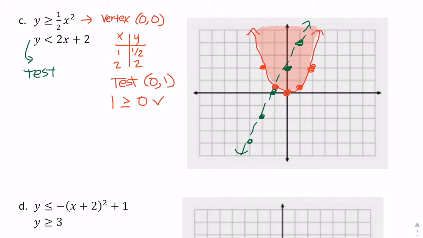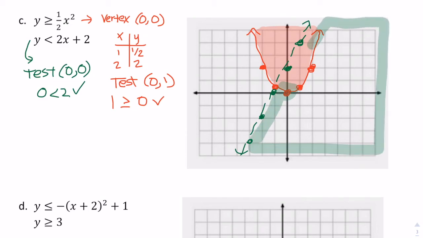0, 0 is not on that line, so I'm going to test it. Plug in 0, you get 0 is less than 2. So we're going to shade the region where the point 0, 0 is. 0, 0 is down here, below my line. So there's my solutions to that inequality. And again, the solution to the entire system of inequalities is my overlap. So that's this little sliver in the middle here. So I'm going to erase my extra shading. All those points should work in both inequalities.